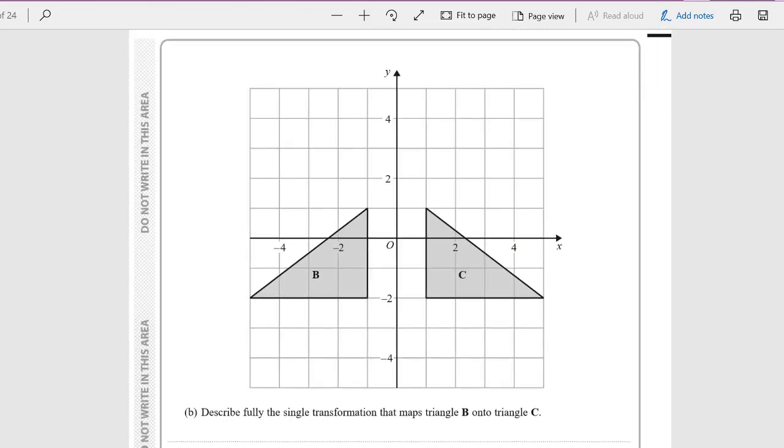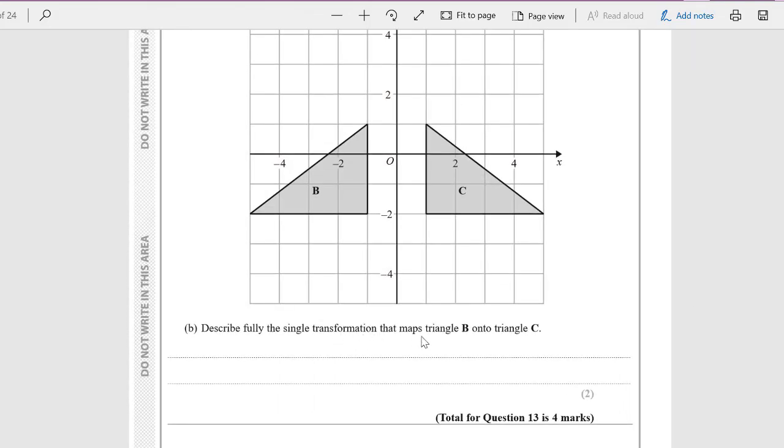And then it says for part B, describe fully the single transformation that maps triangle B onto triangle C. So essentially, what's the transformation that maps this onto that? Well, it's going to be a reflection in the y-axis. Okay, so in this axis, where x equals 0. So reflection in the y-axis, so where x equals 0.